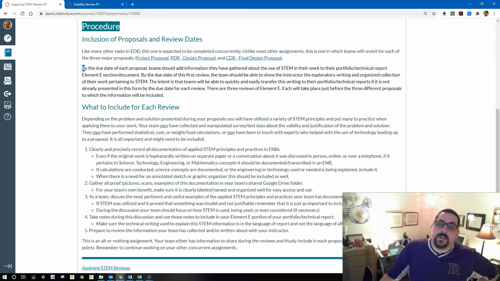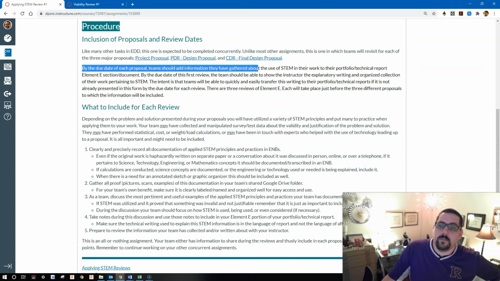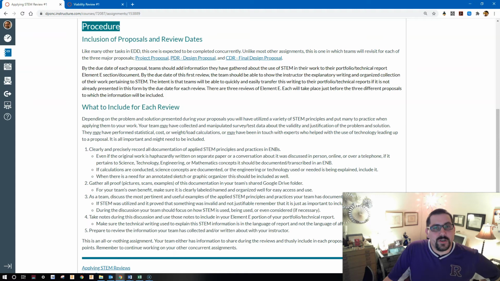In all seriousness, by the due date for each proposal, your team should add information that they've gathered about the use of STEM in their work to whatever it is they're creating, some sort of online portfolio, but for sure the technical reports of element E, the section or document that they're including that gives us the information about the STEM principles you used.